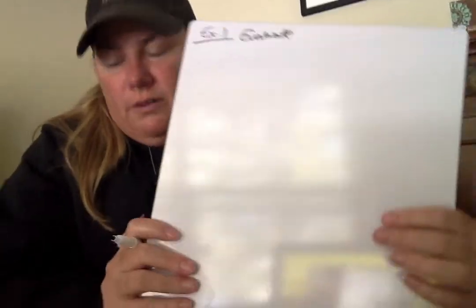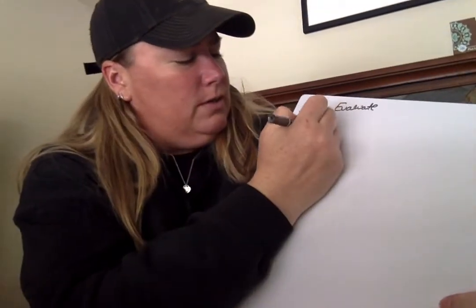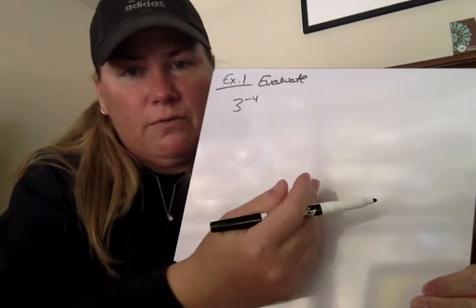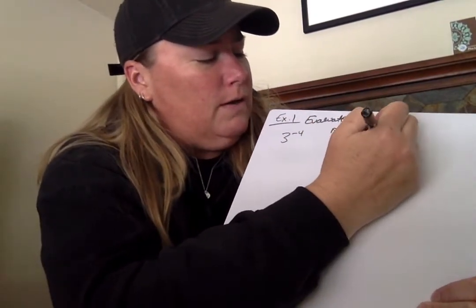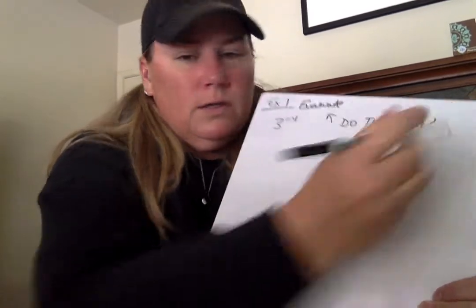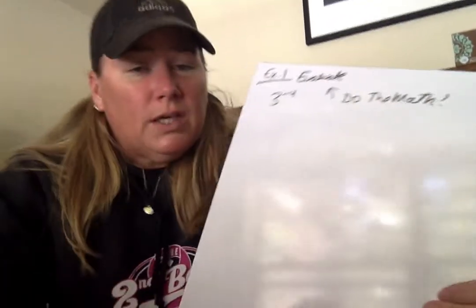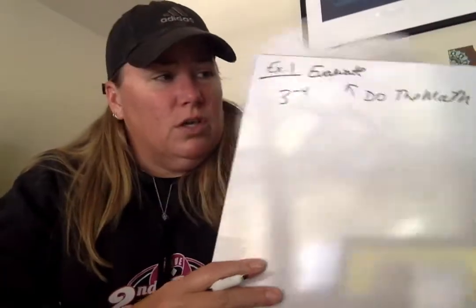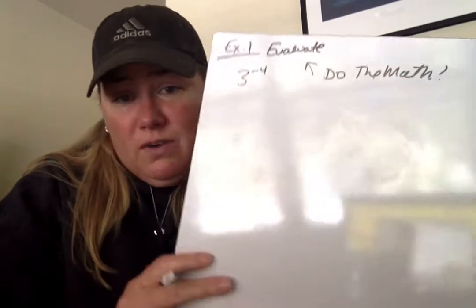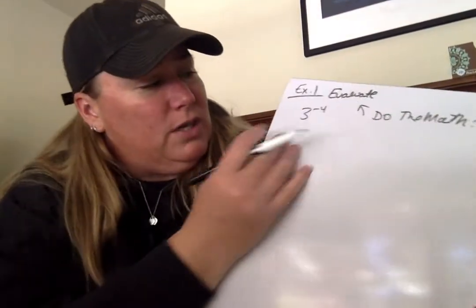Here we go. So example 1. We're going to evaluate. Let me get situated here. All right, evaluate. So we have 3 to the negative 4th. So remember, evaluate means do the math. It could be calculations, it could be simplifying, it could be a lot of different things. So just make sure that you just do the math, whatever it's asking, whether it's order of operations or not.